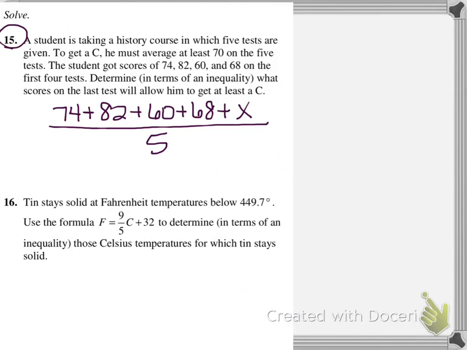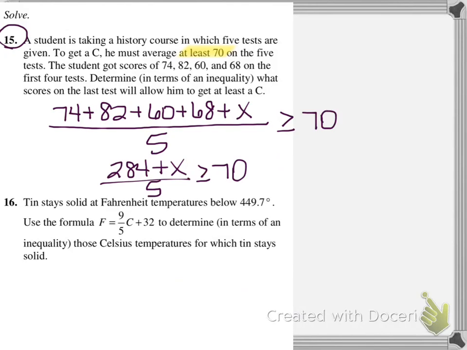Now we have to be at least 70. At least 70 means I can be greater than or equal to 70. So here's my inequality. Now I can solve. The first thing I definitely want to do is simplify my numerator. So I need to add 74, 82, 60, and 68. When I add all those up, I get 284. So now I really have 284 plus x divided by 5 is greater than or equal to 70.